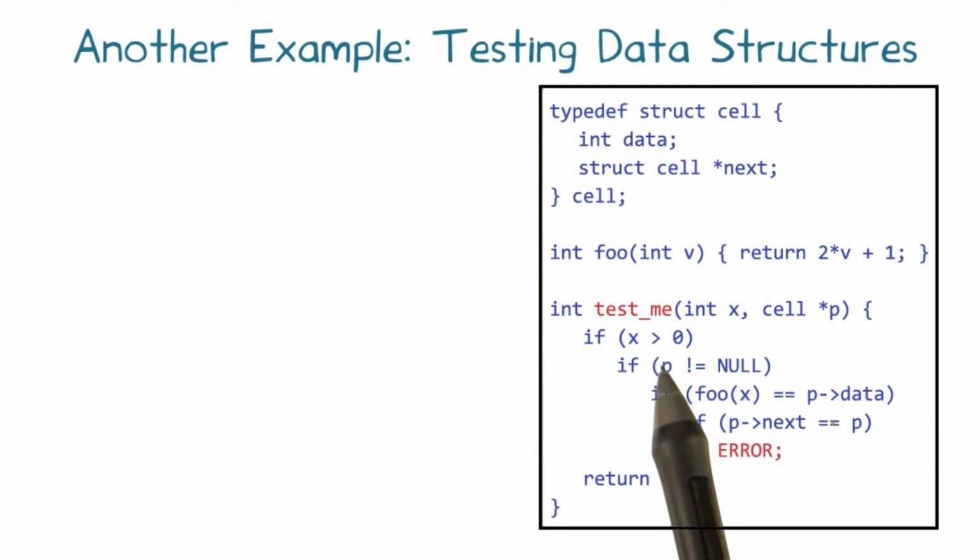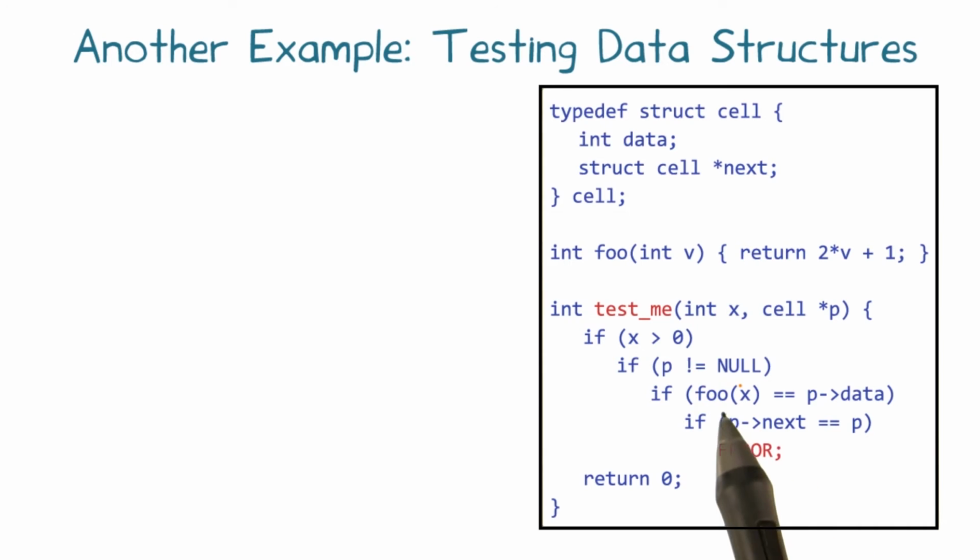If x is greater than 0, if p does not equal null, if foo of x equals p dot data, and if p dot next equals p. If all 4 of these conditions are true, then the function throws an error. Otherwise, the function returns 0.